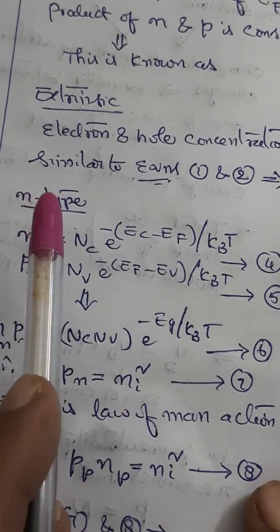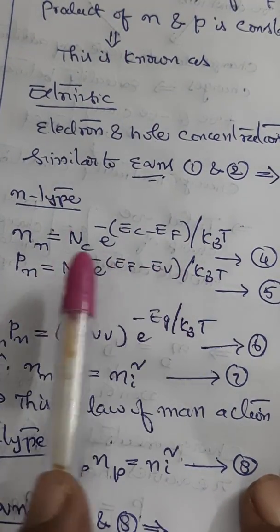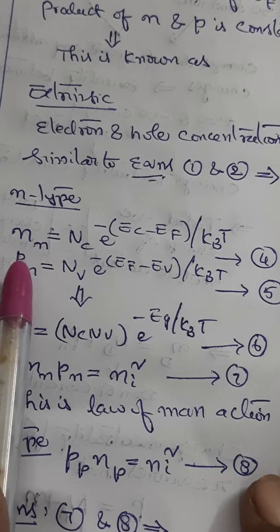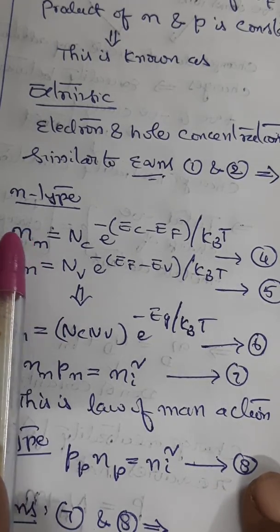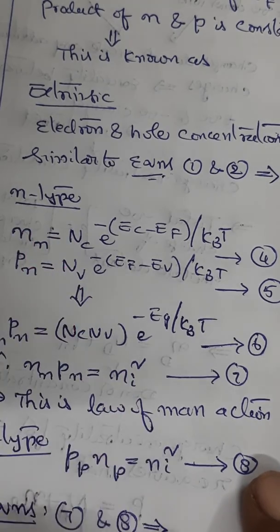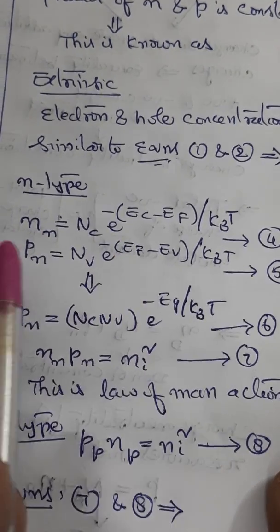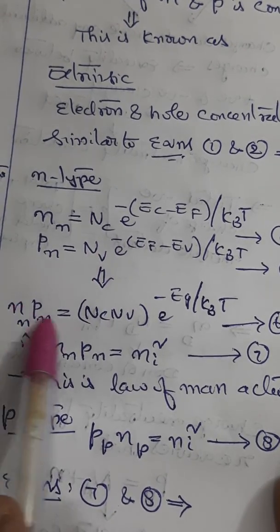Therefore, for extrinsic, the electron and hole concentrations, similar to those two equations, can be represented like this. The only thing is, instead of N and P, we will have Nn and Pn. That is, in N-type, the hole concentration and electron concentration. So if you take the product of these two, you will get it like this.